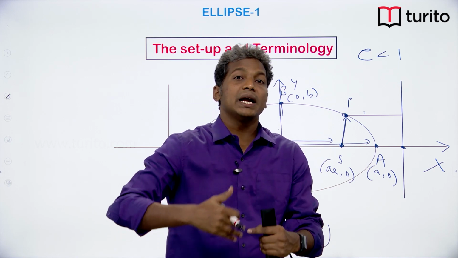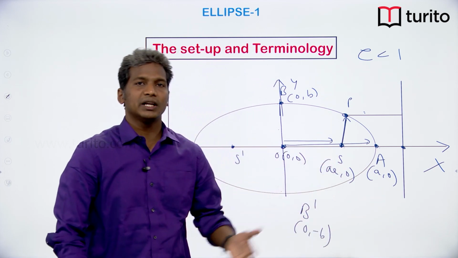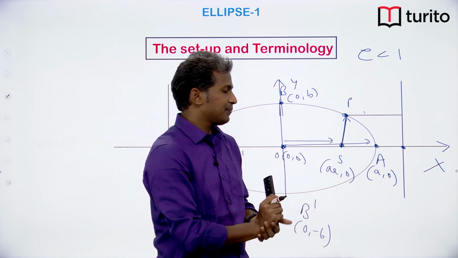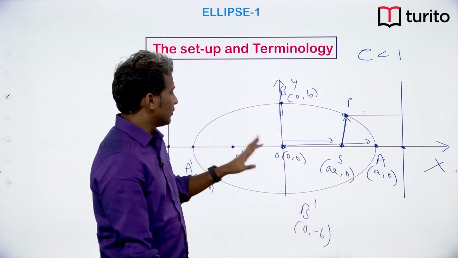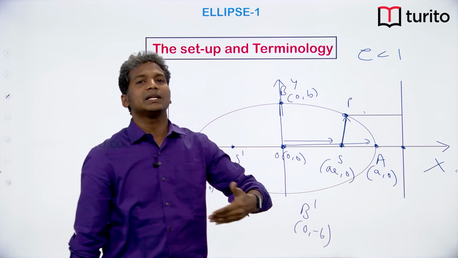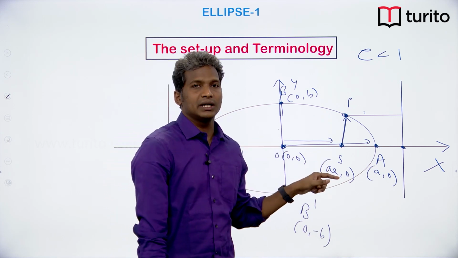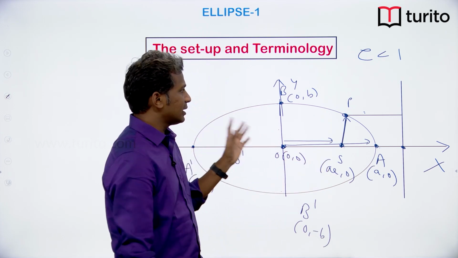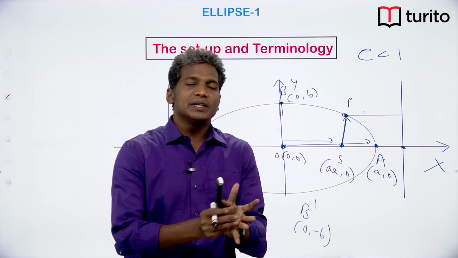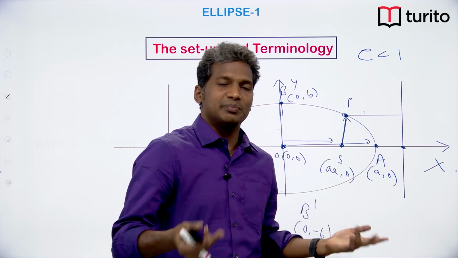Remember, this is a designed coordinate. Designed by whom? Mathematicians who built the concept of the ellipse at the initial stages, which could be centuries ago. Why did they do it like this? For easy calculation purposes. Now, that S is already designed. In fact, if you look at the entire ellipse, we are basically placing this at the origin so that our algebra becomes simple.